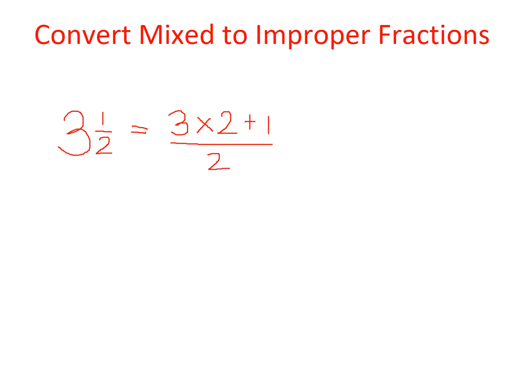So let's look at it. What's 3 times 2? 3 times 2 is 6. Okay, we have 6 plus 1 divided by 2. And the final answer is 7 over 2. Okay, good. So that settles that.